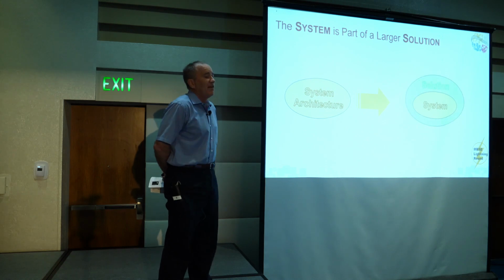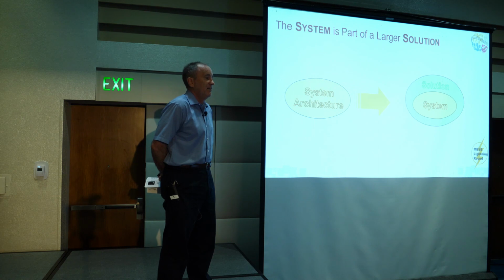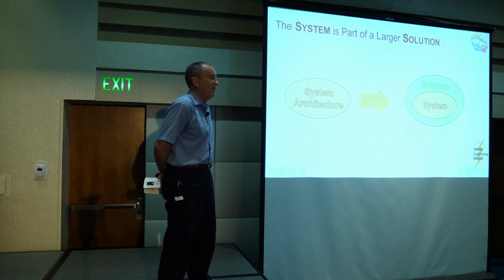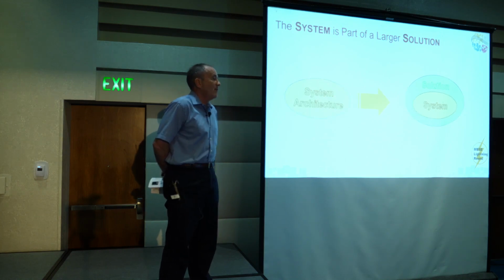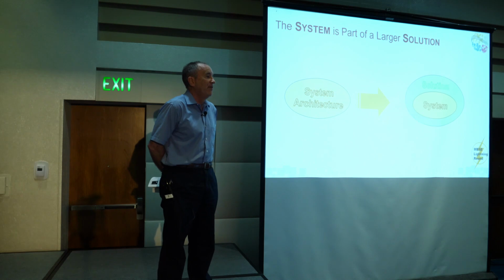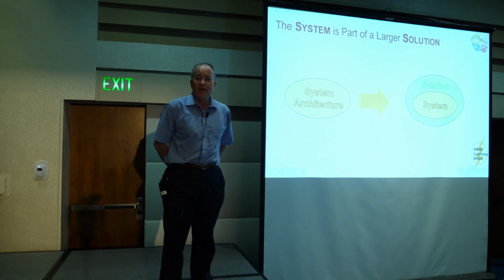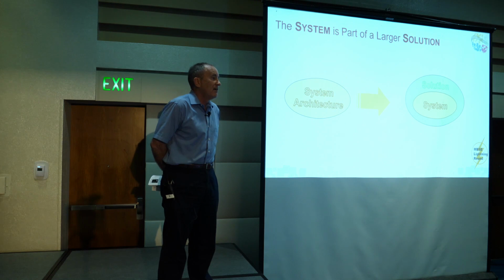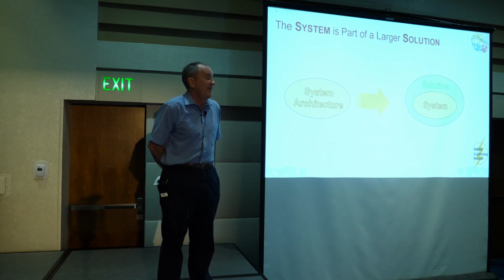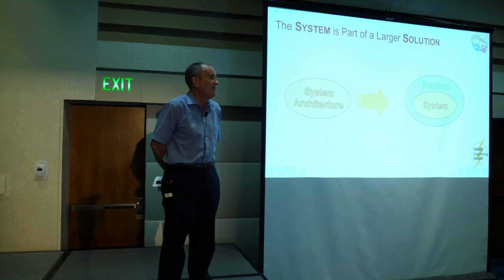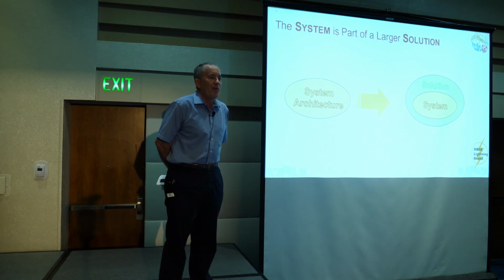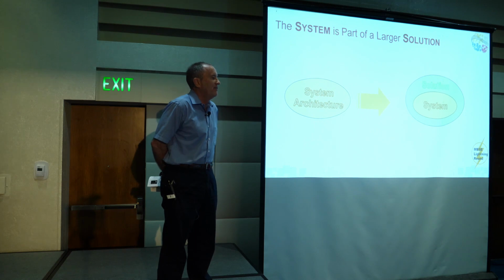The system is part of a larger solution. We kind of deceive ourselves by saying that we are going to just have an architecture of the system. But systems are always part of a larger solution, and there are some elements of that solution that are not systems at all. There's the natural environment within which the system resides, the things in the natural environment, the infrastructure it resides upon, the operators and users who interact with the system, and various other elements of the solution.